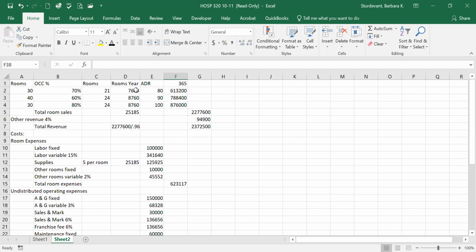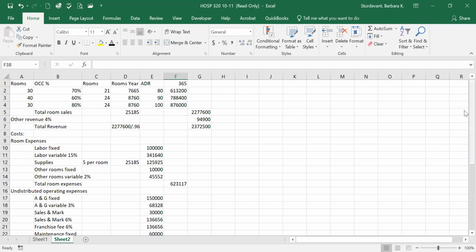To find your sales, you're just taking your rooms times your sale price. This one, just remember, is algebra. Dividing what you already have by its percent of the total will give you the total. And then to find out the other revenue, you just subtract those two.